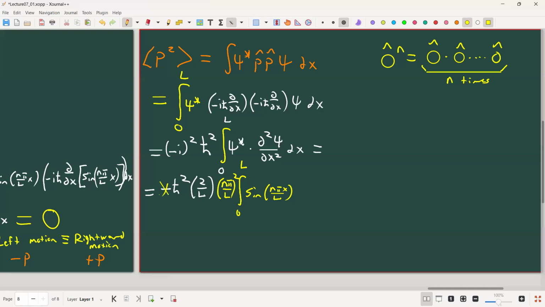Right? And this minus sign gets canceled. And we're left with the integral of sine squared n pi x over L dx. All right, this is a non-zero number, right? We've already calculated something that looks like sine squared. All right, we know this is non-zero.